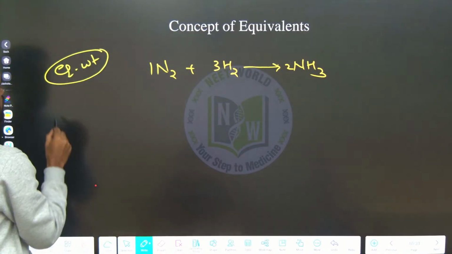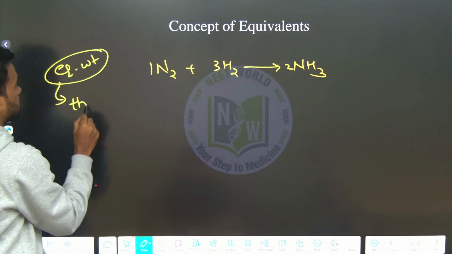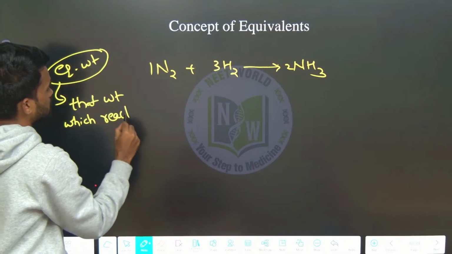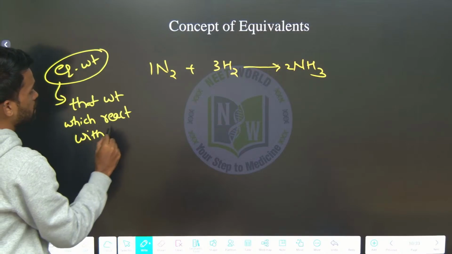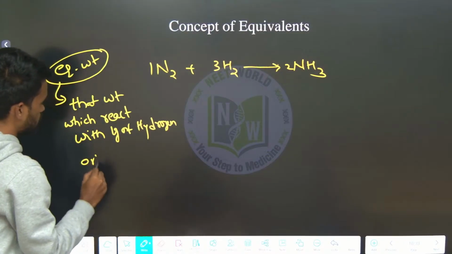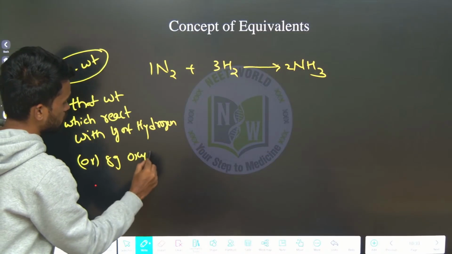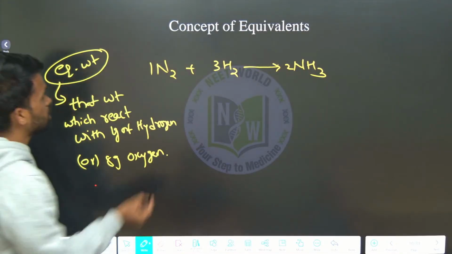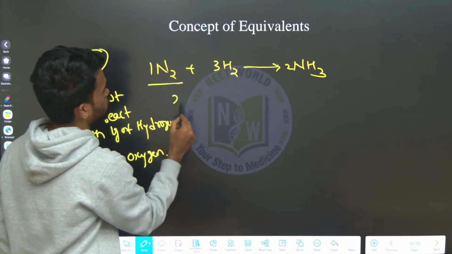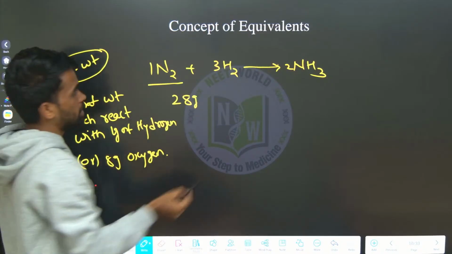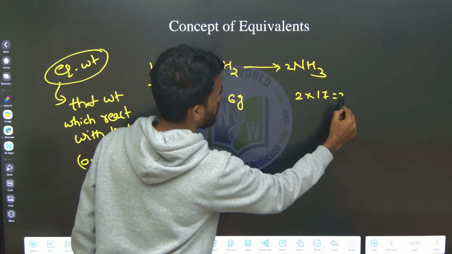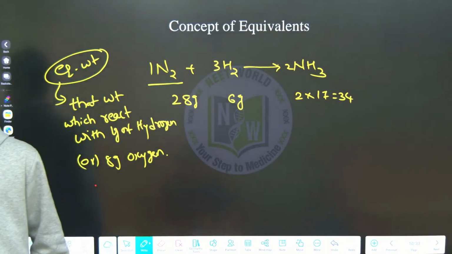So what do we mean by equivalent weight? Equivalent weight is that weight which reacts with 1 gram of hydrogen or 8 grams of oxygen, like this. First of all, you have written this equation. Now 1 N2 means how many grams it is? 28 grams. Next, 3 H2s are 6 grams, and this is 2 into 17, 34 grams. Now what does equivalent weight mean? I told you, 1 gram amount of.